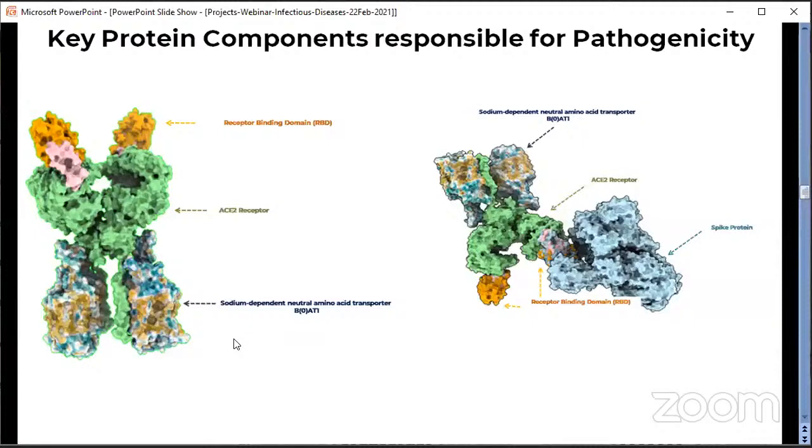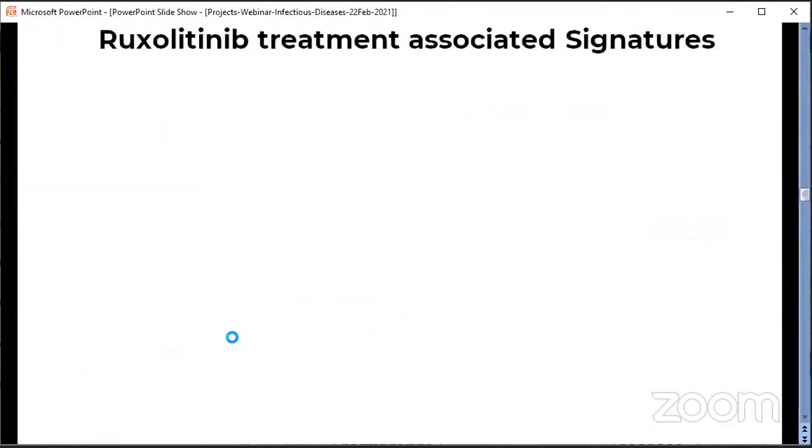In the next part, we will also learn how we can obtain the different key components, or the protein components, in the virus and the host that are responsible for its pathogenicity. For instance, the ACE2 receptor binds to the spike protein. So how you can visualize the structure of this protein and its complex, the spike-ACE2 complex, and how you can understand the differences between the different regions in the structure. So we have incorporated this part as well.